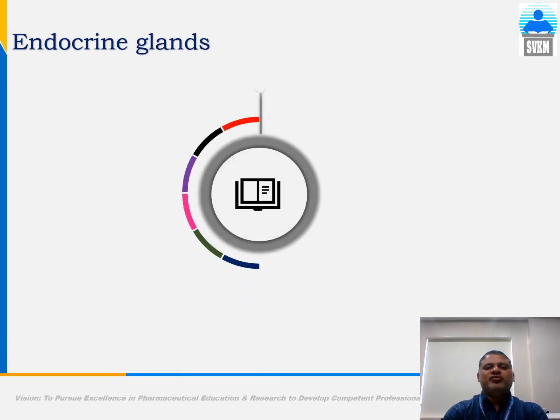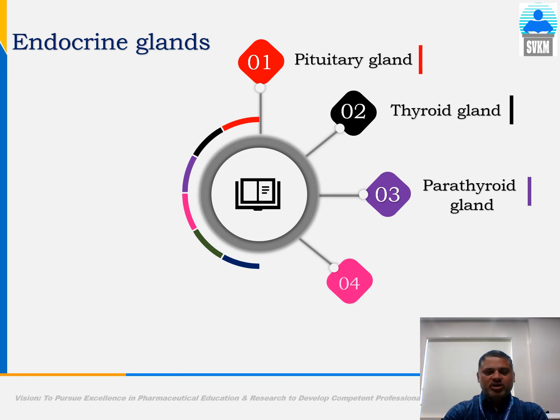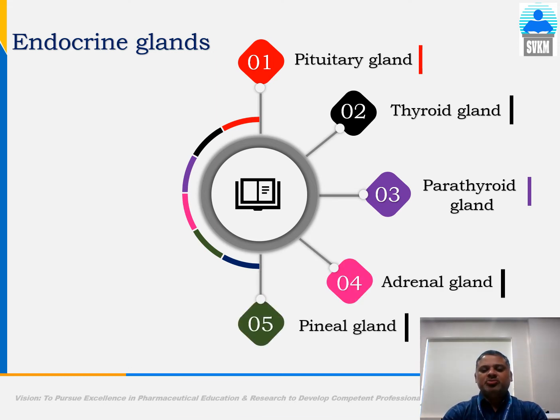Now the examples of the endocrine glands. First example is the pituitary gland. Second example is the thyroid gland. Third example is the parathyroid gland. Fourth example is the adrenal gland. Fifth example is the pineal gland.